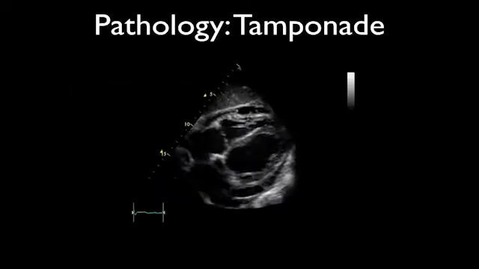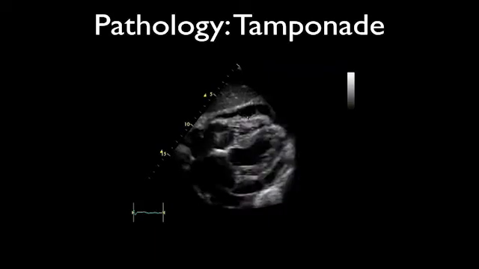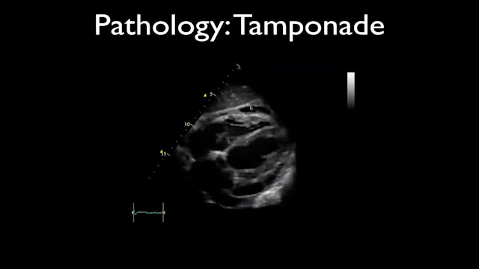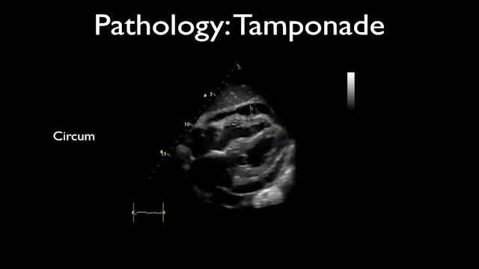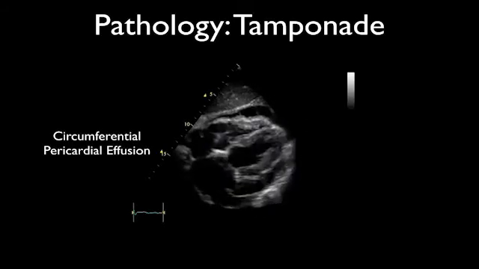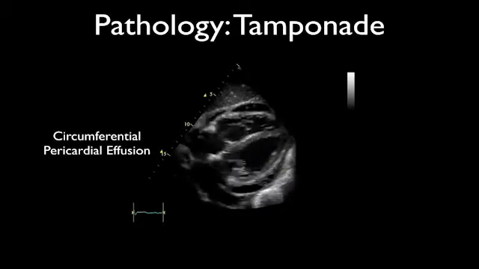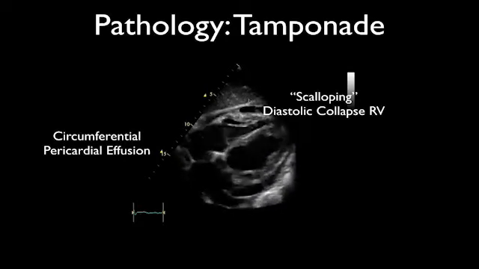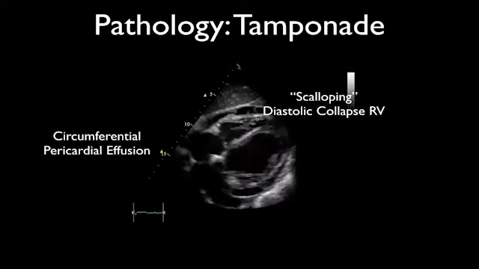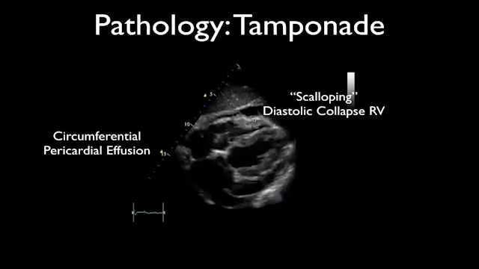So here's an example of pathology. You can see here, liver on top, right ventricle. There is a circumferential pericardial effusion, that anechoic fluid all the way around the heart. This is one of the components that we use to diagnose sonographically tamponade. Other things that you can find, here I want you to look at the right ventricle. You have diastolic collapse, or what's referred to as scalloping of the right ventricle.